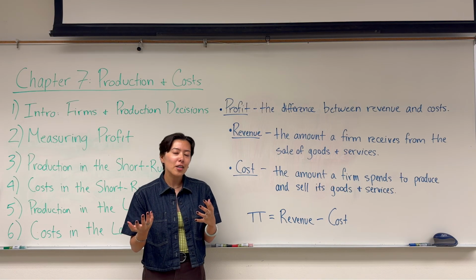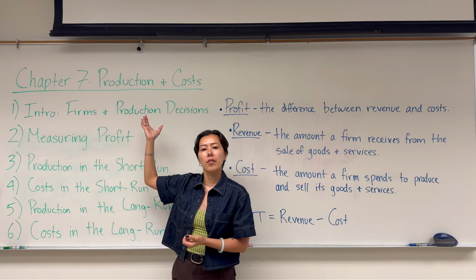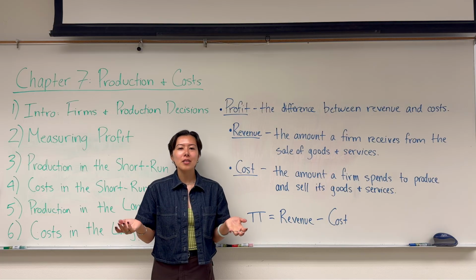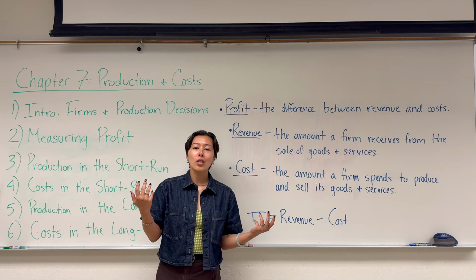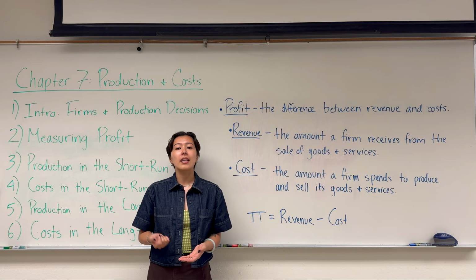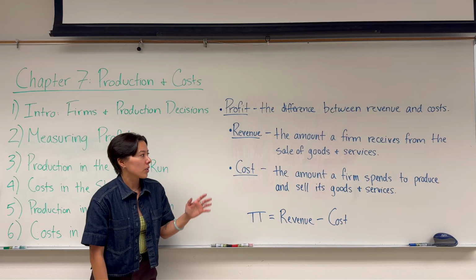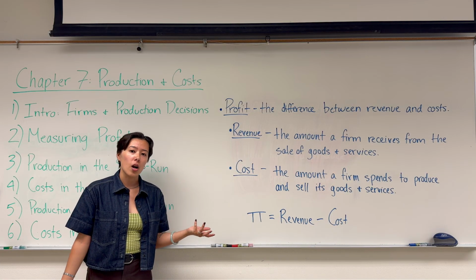So to begin our discussion in this chapter, we've already talked about what a firm is and all of the production decisions that a firm is facing. But why does a business want to produce anyways, right? We know businesses want to produce and sell a product so that they can earn some money. They want to make a profit. And so now we're going to talk about what profit is and how economists measure profit.